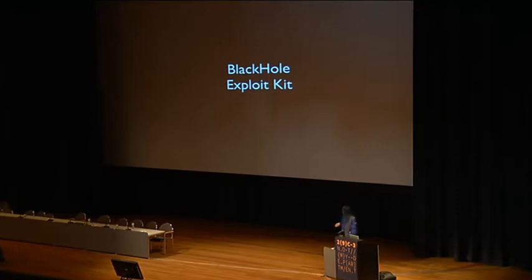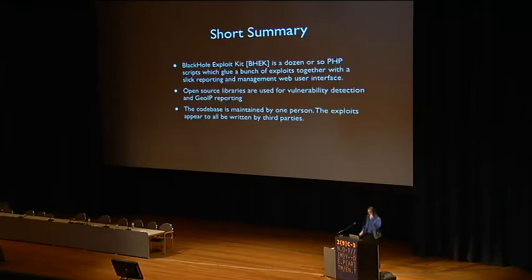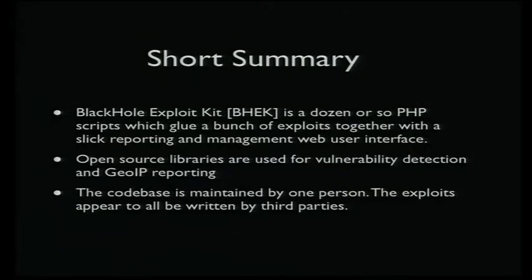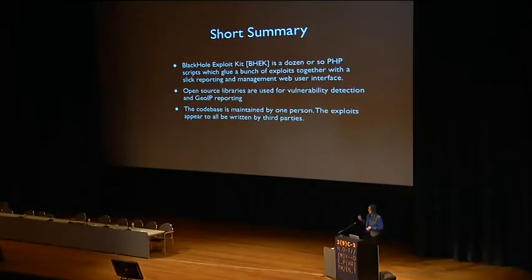So BlackHole Exploit Kit is basically a bunch of PHP scripts that present a very shiny user-friendly interface to the cyber criminals who are renting it. It reports all kinds of statistical information about, like, which country all the victims are from, and what browser and OS version they're running, and so forth. Other than that, it's basically just a bunch of old exploits. They're not really any different from the same copies of the exploits you see everywhere else. Most of this is actually true for all exploit kits, really.